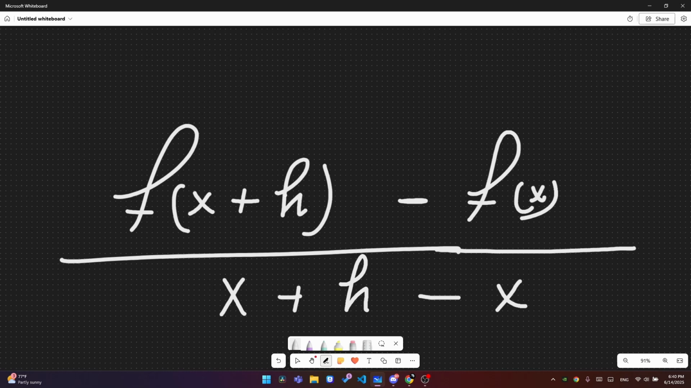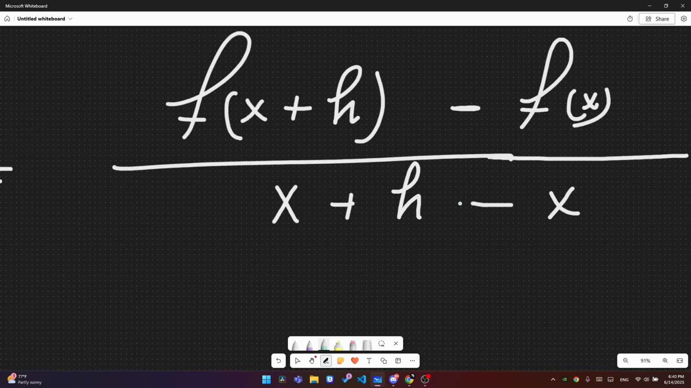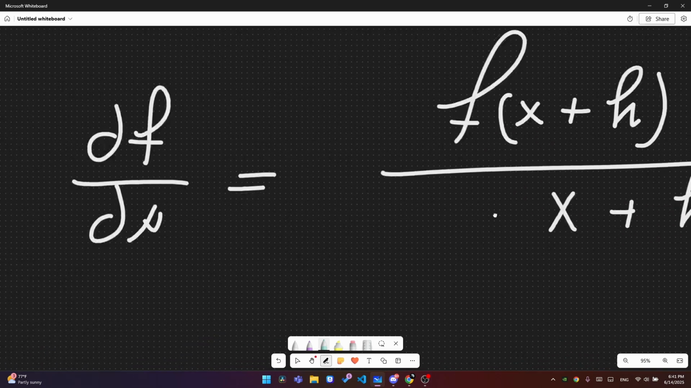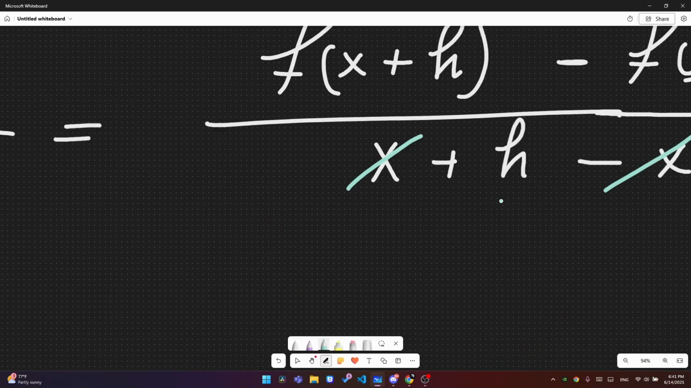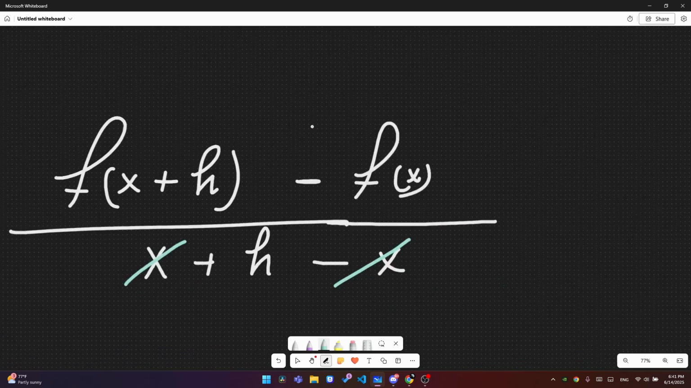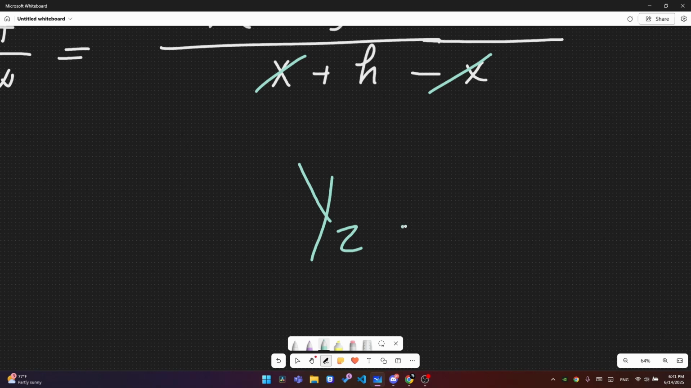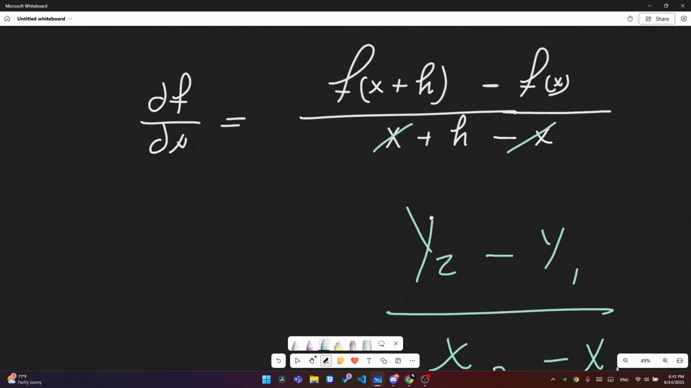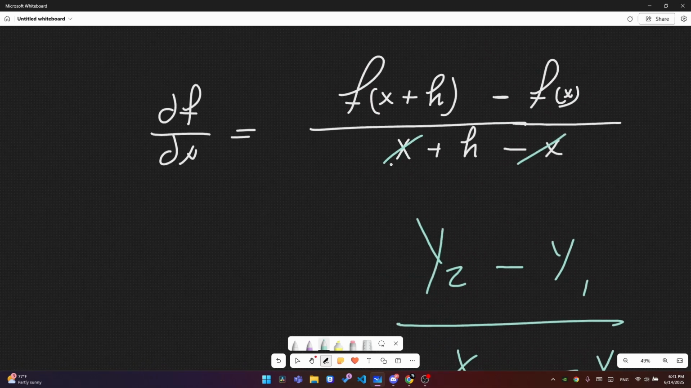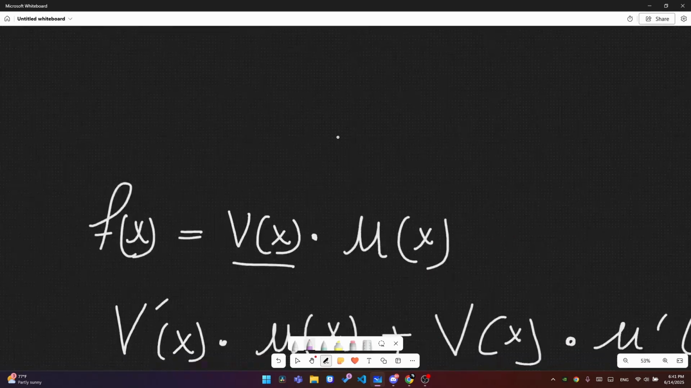So we're trying to differentiate this. Then we divide it by the small change in x. It happens to be that these two cancel out, so we'll be left with h. So again, this is just a fancier version of the slope formula, which is y2 minus y1 over x2 minus x1, where x2 is just equal to x plus h. So it's not a big deal.